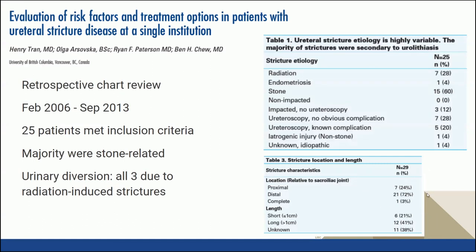The majority of the strictures were distal, and they had any degree of stricture length, using 1 centimeter as a cutoff between short and long. Ultimately, the more severe interventions for these strictures were seen in radiation-induced strictures, where urinary diversion was required for urine bypass or antegrade flow, and patients were no longer dependent on nephrostomy or drainage.